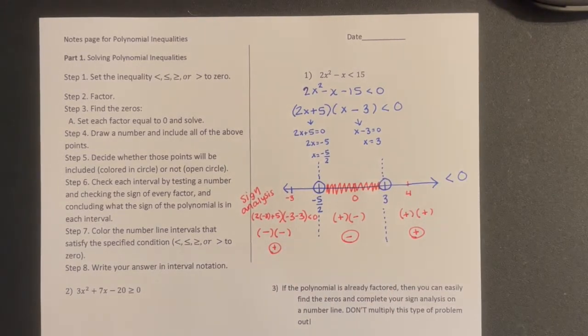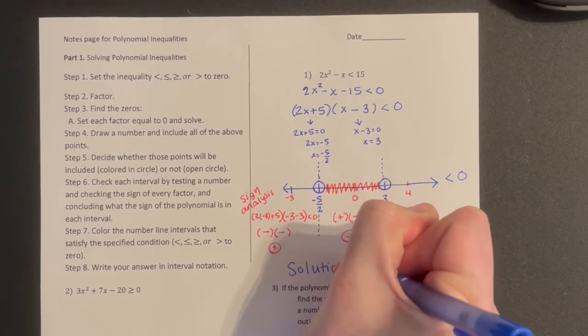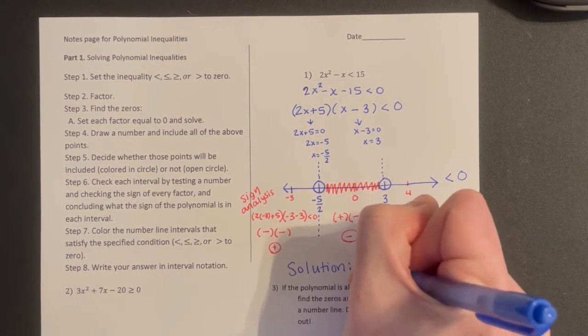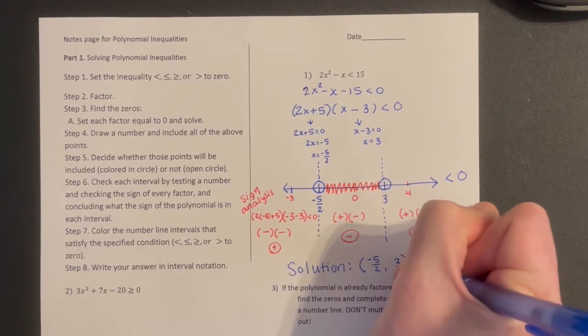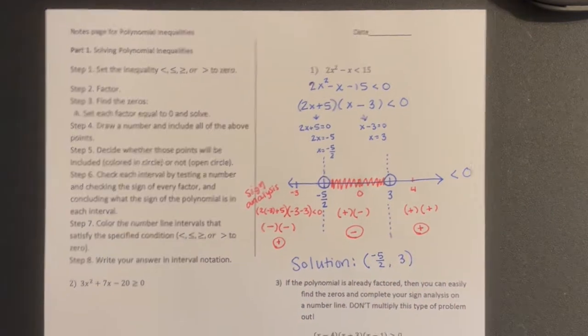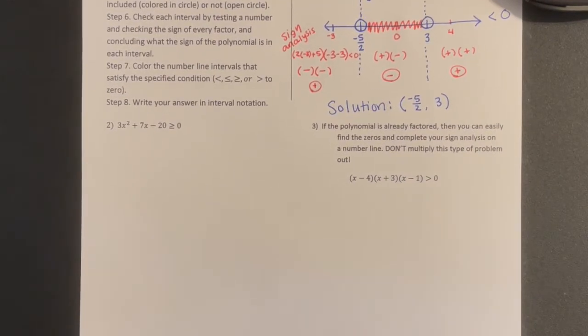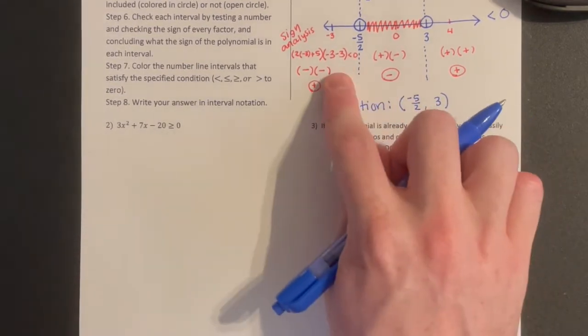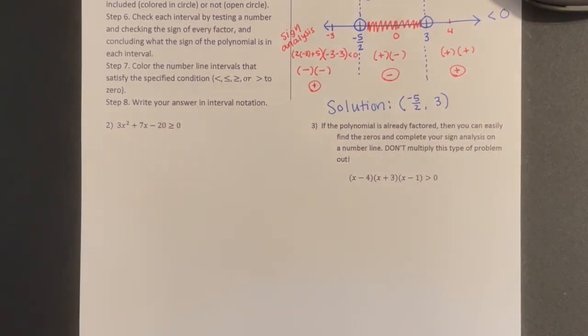So that's our solution region, and we just write our solution in interval notation. So it should be parentheses negative 5/2 all the way to 3. Okay. So for number 2, it's still a quadratic. Why don't you go ahead and pause the video and just try out that sign analysis method for number 2.